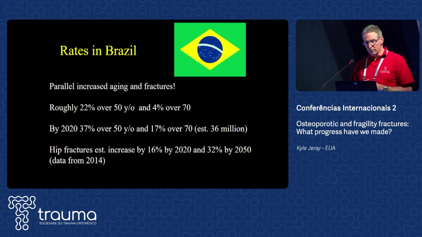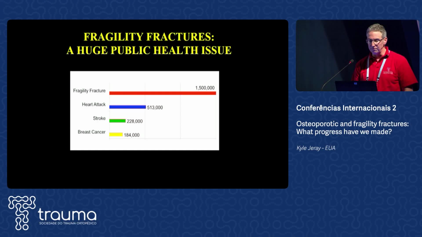So roughly 22% of your population is over 50 right now, 4% is over 70. But by 2020, so not very far away, we're going to see that shift, just like we saw in the United States. 37% are going to be over 50 and 17% over 70. And hip fractures are estimated to increase in Brazil by 16% to 2020 and 32% by 2050. So fairly dramatic numbers, again, very similar, having to recognize this is a huge problem.